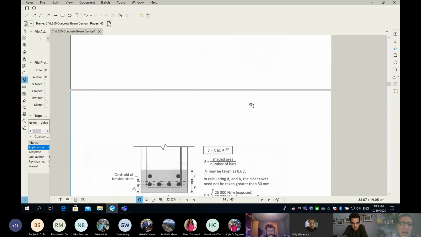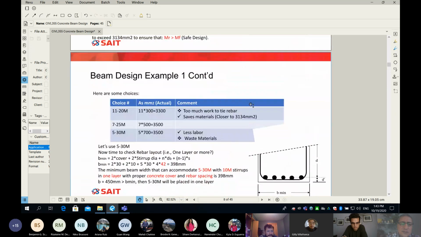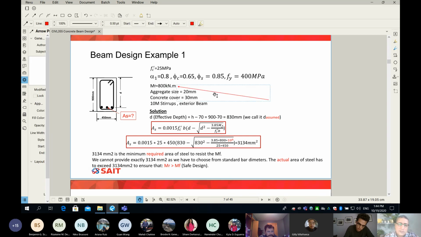I'll go back to the header of my first problem. Here is the header. Actually, I never said it's a simple beam or anything like that. All I said is, here is some information, and here is the moment that you're supposed to resist. I gave you the moment.